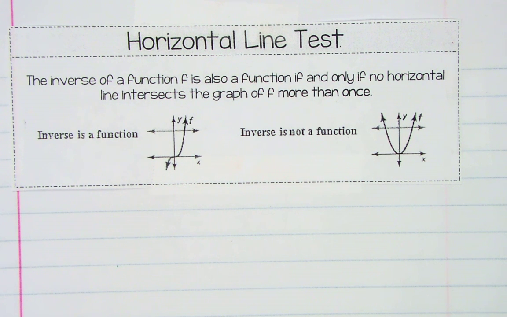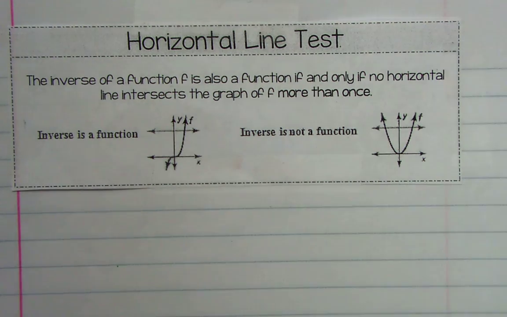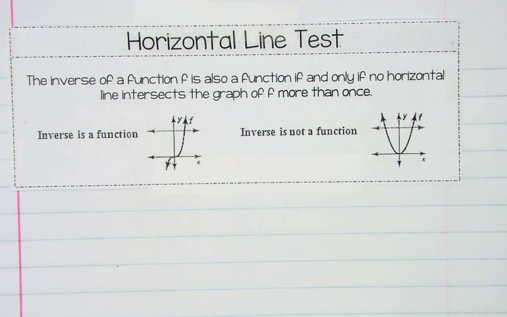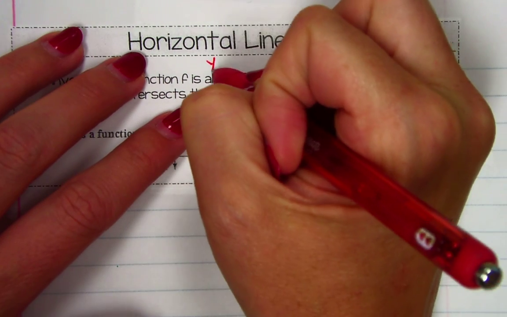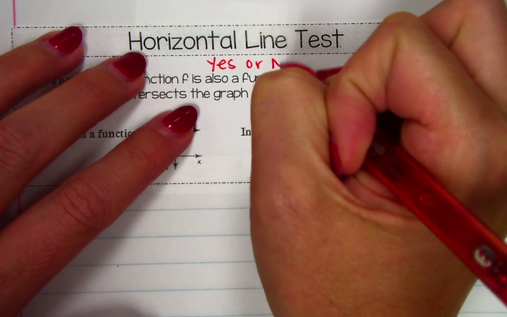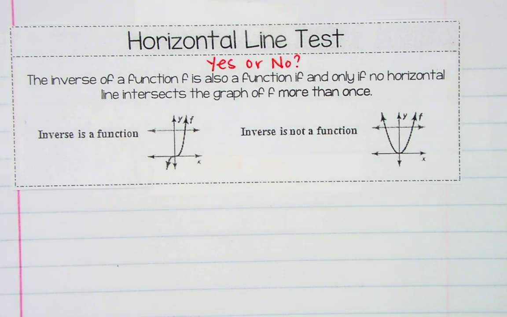Okay, the horizontal line test, again, it's the easiest thing. It goes back to the yes or no question. Is it a function, yes or no? Okay, this is a yes or no question, yes or no. All right, and I'm going to tell you how to tell, yes or no. All right, is it a function, yes or no? Okay, and the way you can tell is very easy. They will give you a graph.